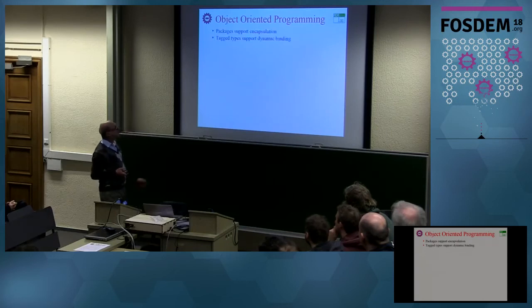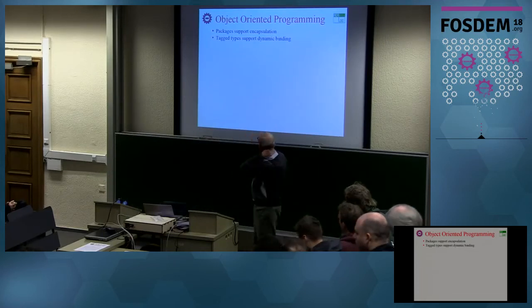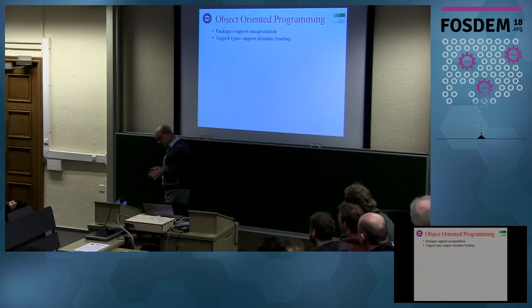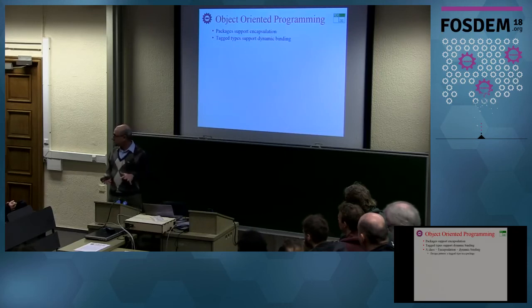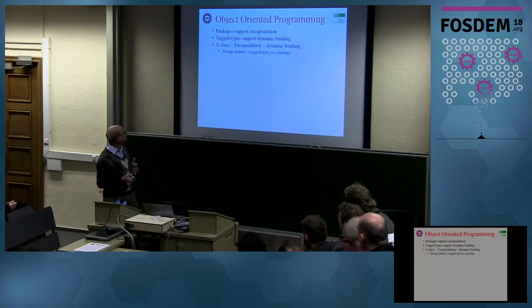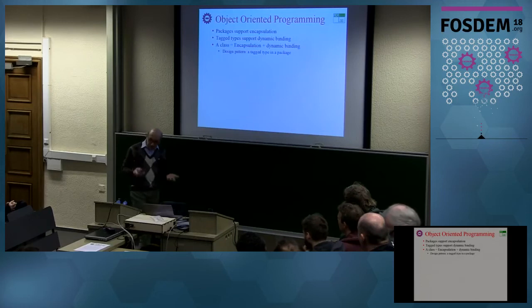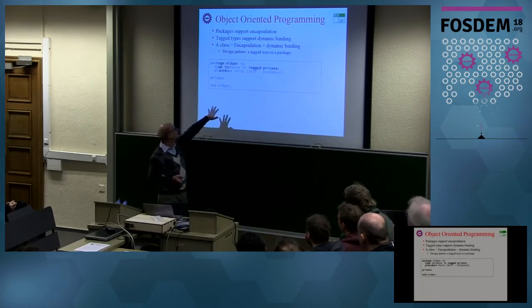Object-oriented programming is a typical example of building blocks. So we've seen that packages support encapsulation, limitation of visibility. There is a special kind of types called tagged types that support dynamic dispatching. So a class is an encapsulation of types with dynamic dispatching. It's a programming pattern where you have a tagged type declared in a package.